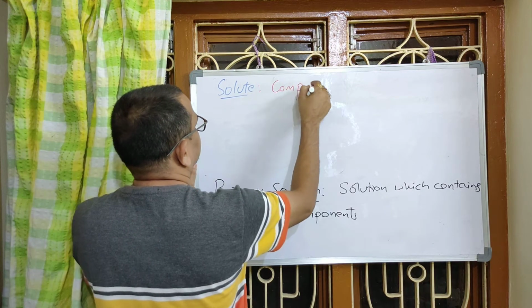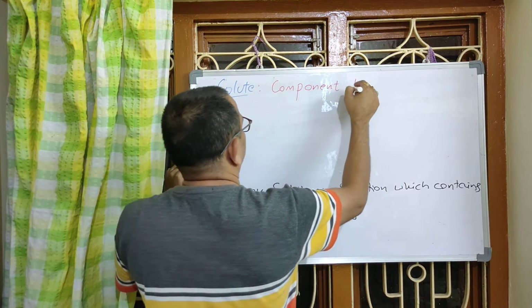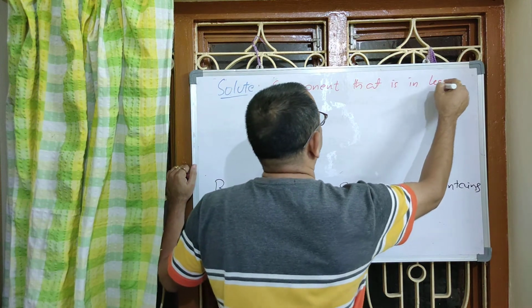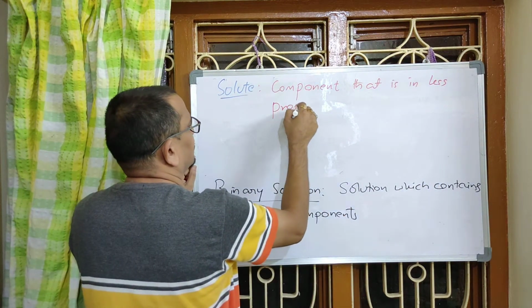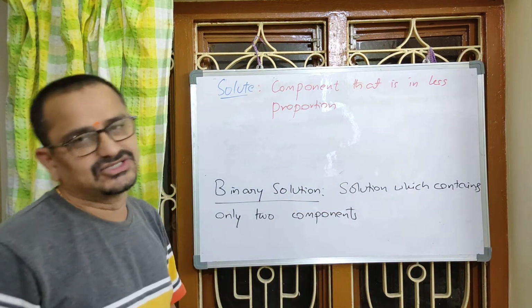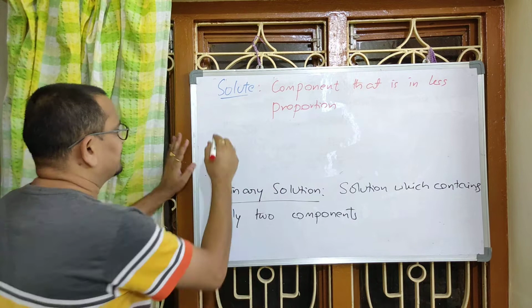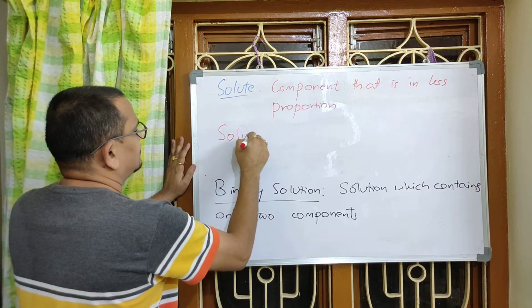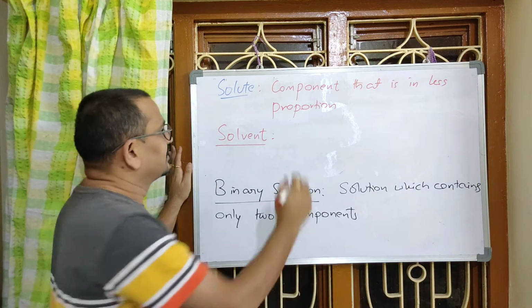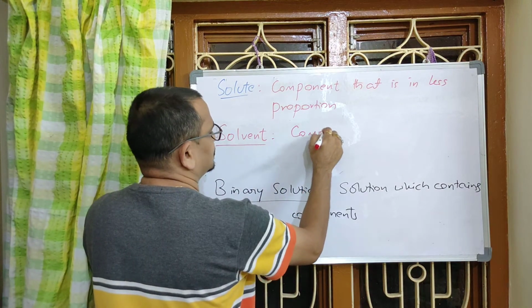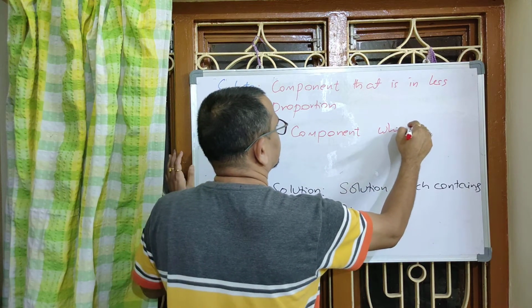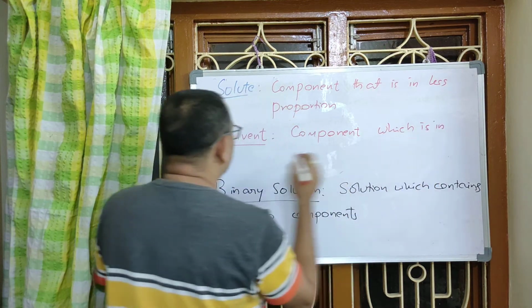The component that is in less proportion is called as solute. Obviously, you can assess the next definition. What's meant by solvent? Component of a binary solution, of course, which is in more proportion.